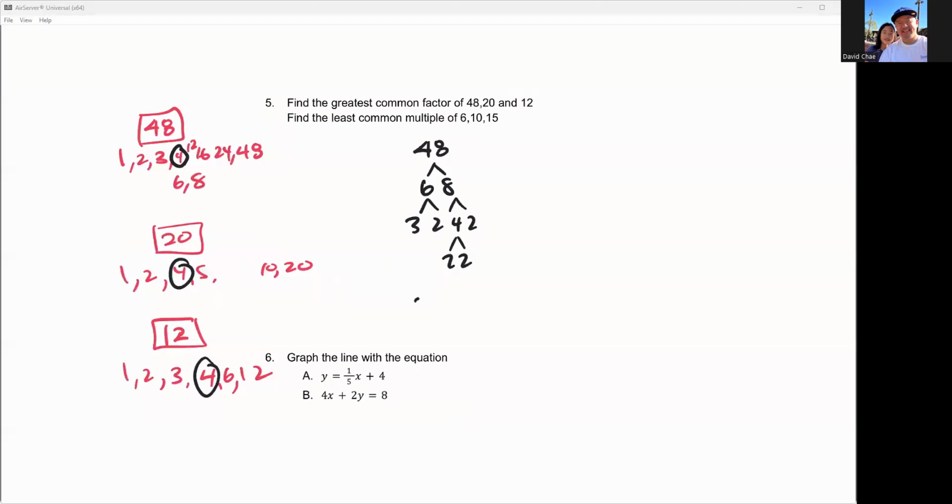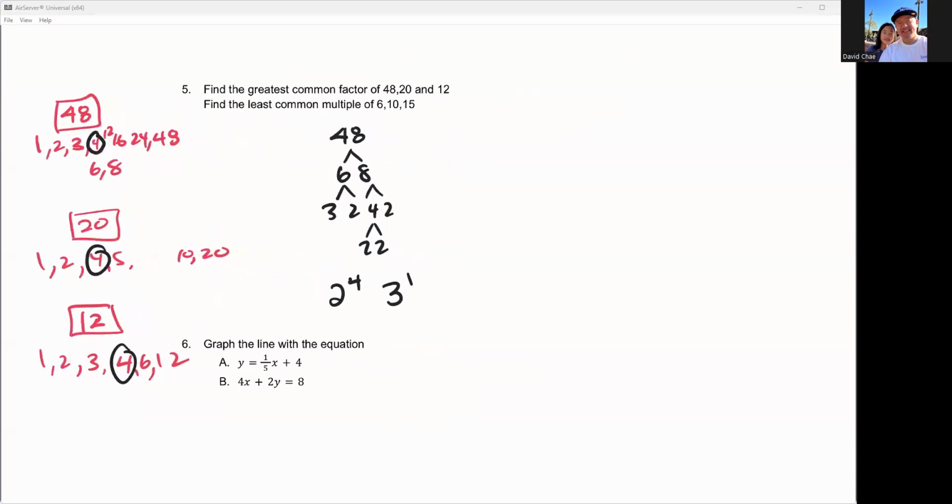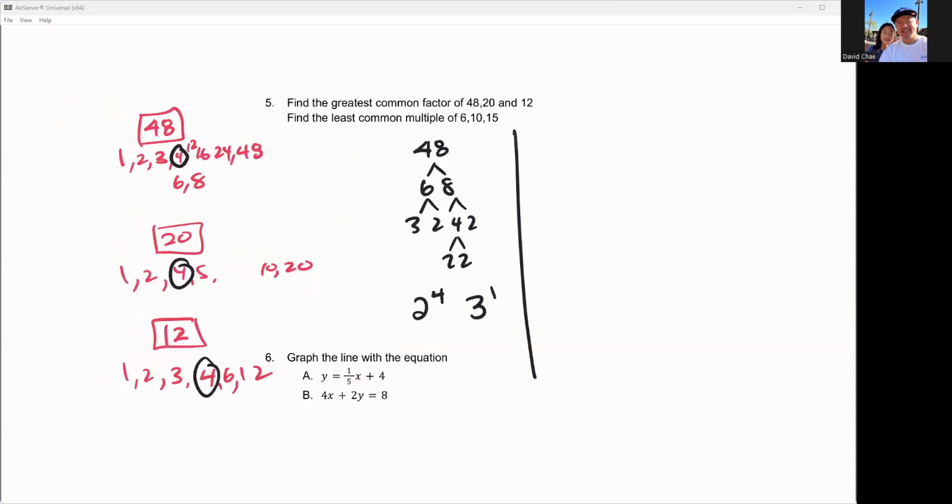Let's do 20. That's 4 and 5, 2 and 2. We have 2 2s and 1 5. And then we have 12. We have 6 and 2, 3 and 2. So we have 2 2s and 1 3.